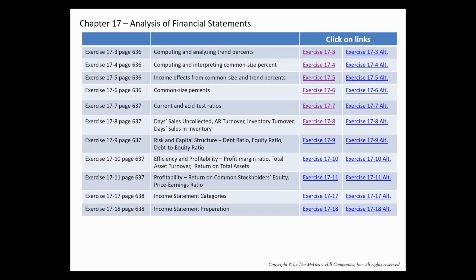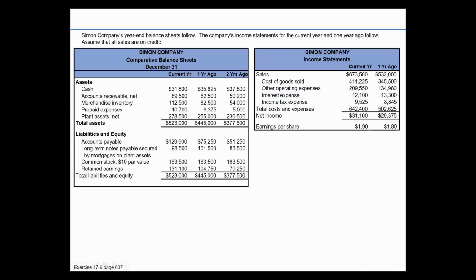Next is risk and capital structure, and the ratios for that would be the debt ratio, the equity ratio, and the debt to equity ratio. So Simon Company's year-end balance sheets follow. The company's income statements for the current year and 1 year ago also follow. Assume that all sales are on credit. And so we'll calculate the company's long-term risk and capital structure positions at the end of each year by computing the following ratios, which are our debt ratio, an equity ratio, and a debt to equity ratio.